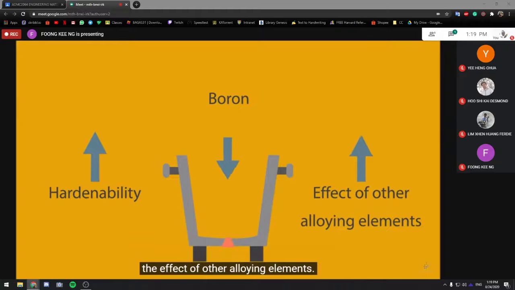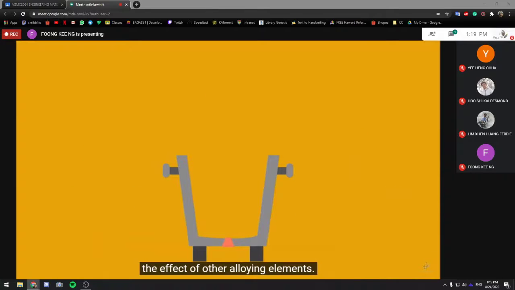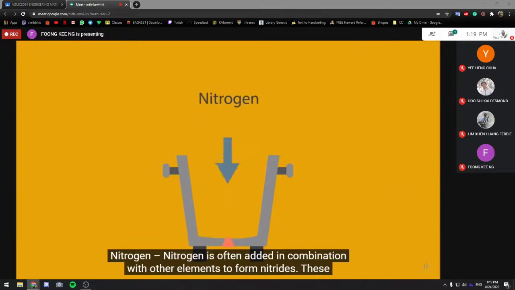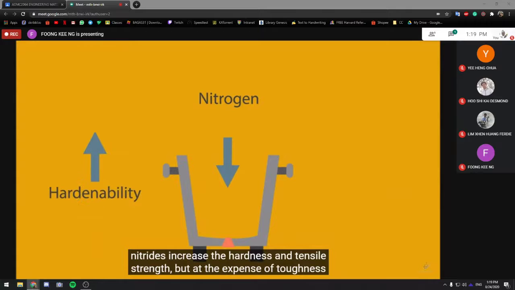Nitrogen. Nitrogen is often added in combination with other elements to form nitrides. These nitrides increase the hardness and tensile strength, but at the expense of toughness and ductility.